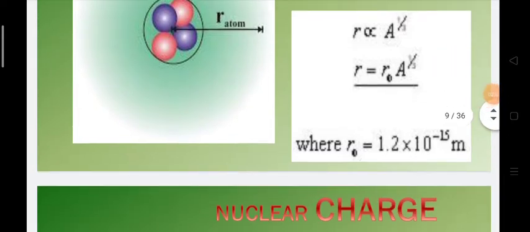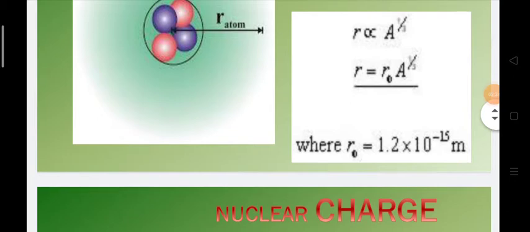The radius of the nucleus is directly proportional to the cube root of the mass number, and R is equal to R naught into A to the power of 1/3, where R naught is a constant which is equal to 1.2 into 10 to the power of minus 15 meters, where 10 to the power of minus 15 meters is also called Fermi meters.